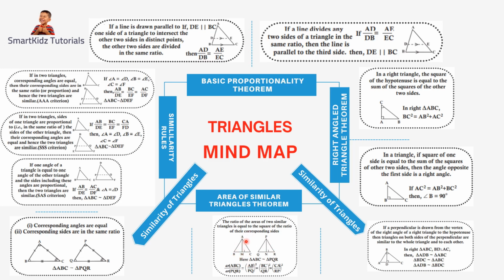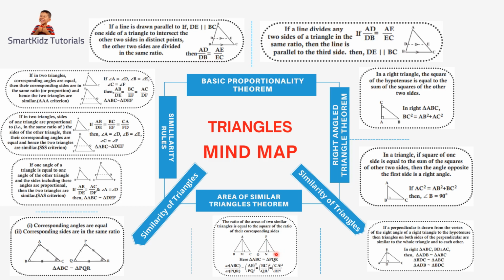Which are the corresponding sides? AB upon PQ, BC upon QR, and AC upon PR are the corresponding sides. But it is the squares of the ratios of the corresponding sides. That means area of triangle ABC upon area of triangle PQR should be equal to AB square upon PQ square, BC square upon QR square, and AC square upon PR square.